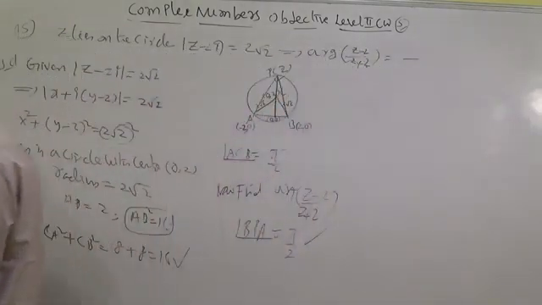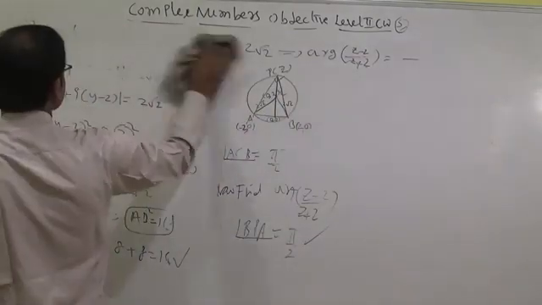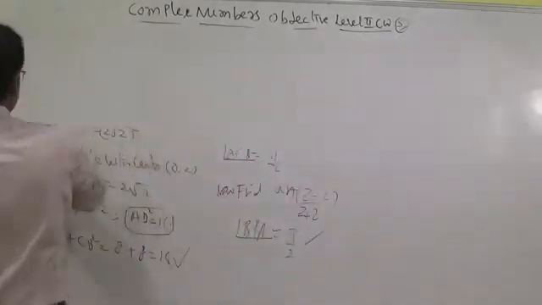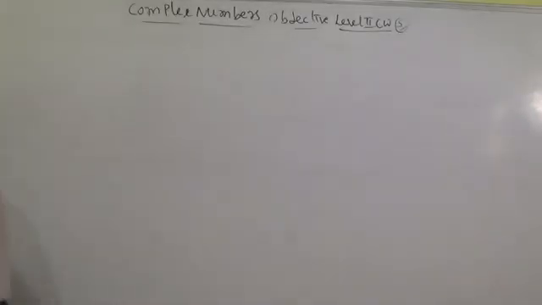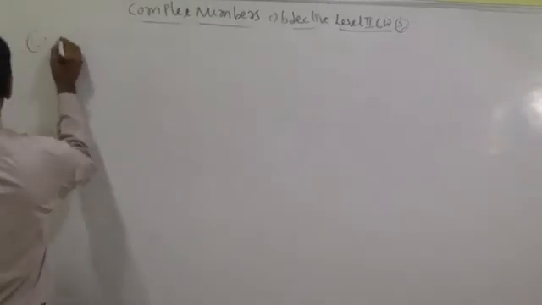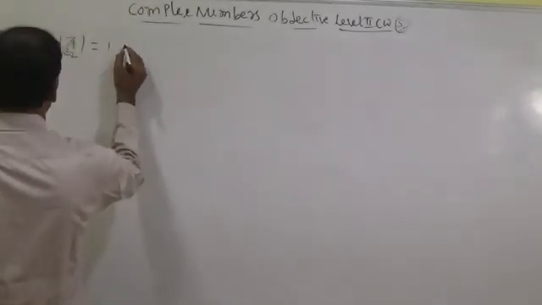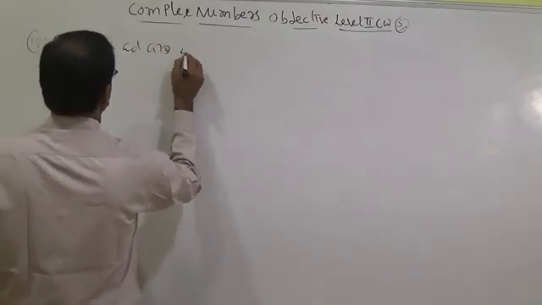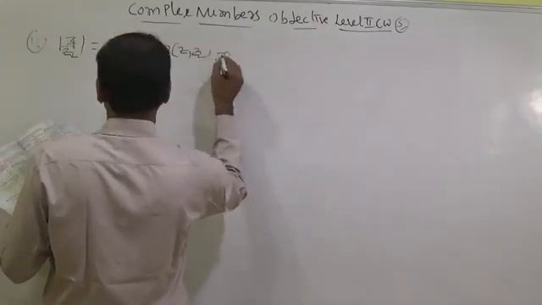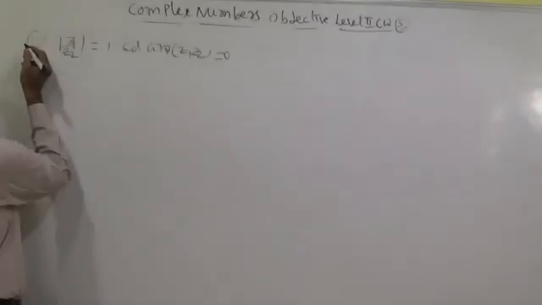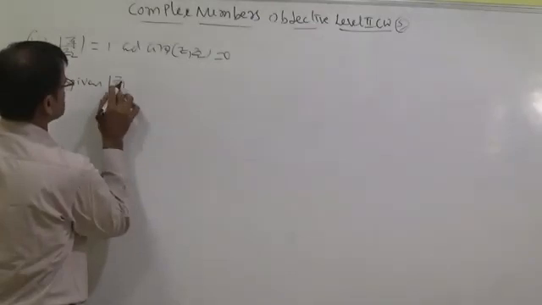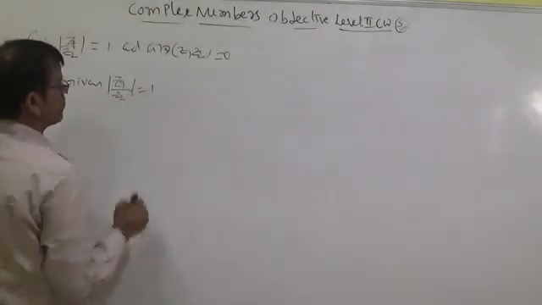Now the 16th question. Modulus of Z1 by Z2 is equal to 1 and argument of Z1 Z2 is equal to 0. Then according to the options, what is the value? Given, I am writing: given value, modulus of Z1 by Z2 is equal to 1.